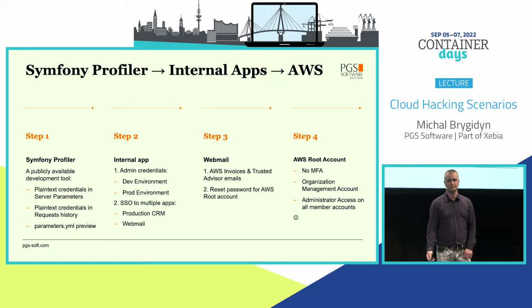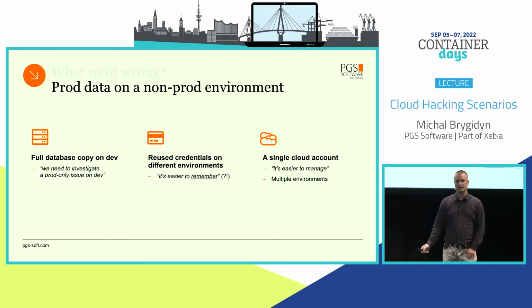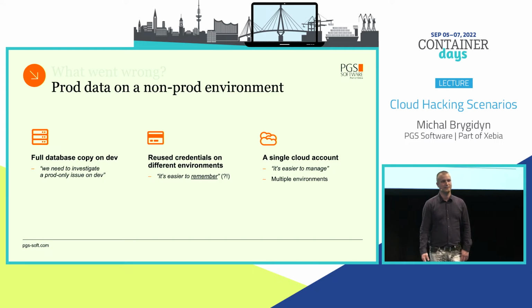a random application. And here, first, what went wrong? Production data on a non-production environment. If these credentials were invalid for production, it wouldn't be possible to go there and extract everything else. So please don't do a full database copy from prod to dev. I know that customers ask to do that because this particular error only appears on production, but there are many other ways to simulate that and to do it in a better way.